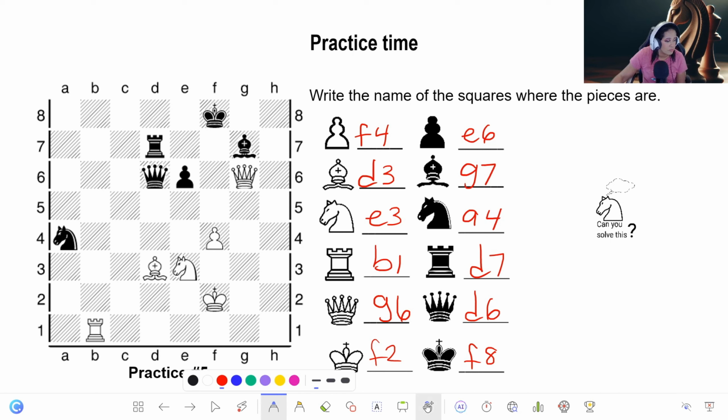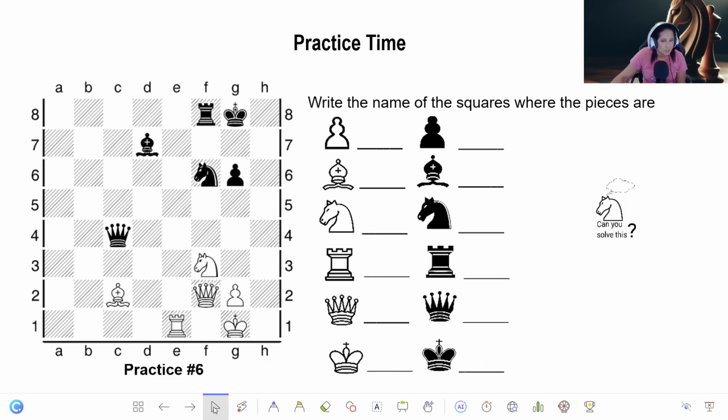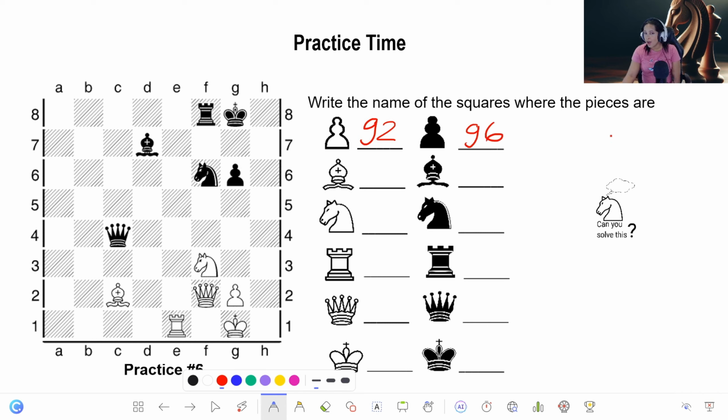Let's do the last one, which is practice number 6. Well, the last one for this video. Now, white pawn first on G2 and black pawn on G6. Pause the video now, please, and try to do it by yourself. When you finish, you will unpause it and check to see if your answers are right.